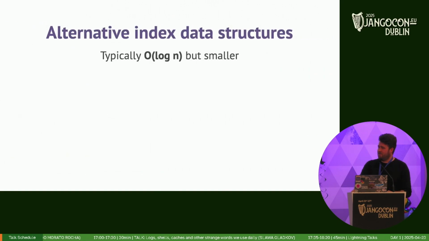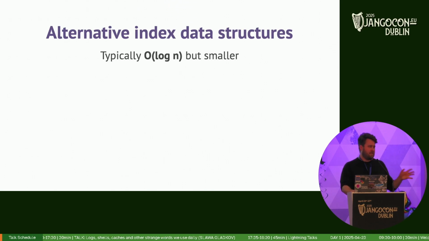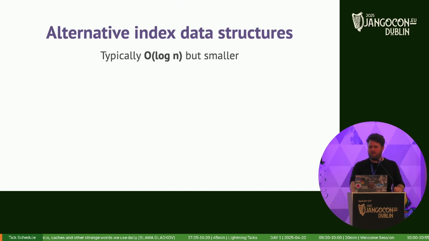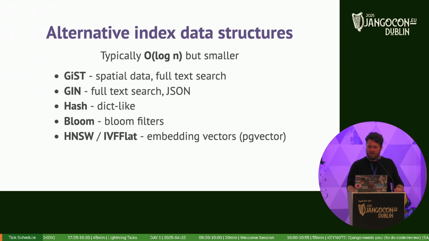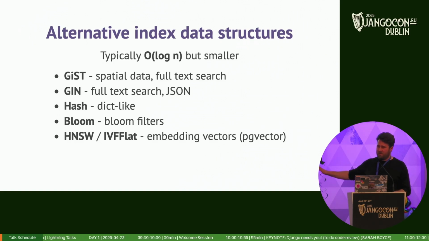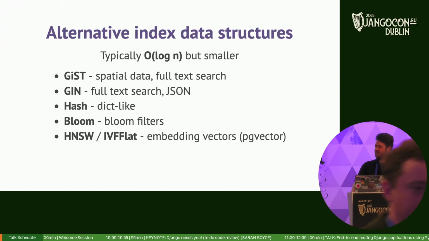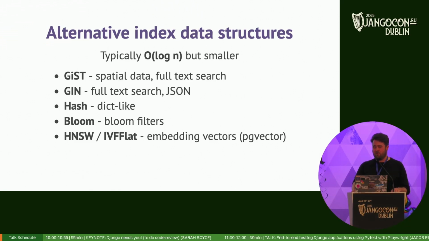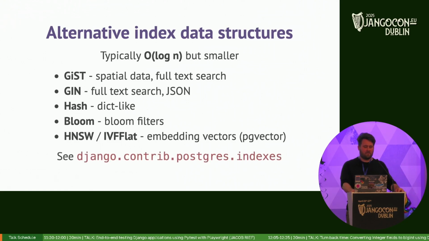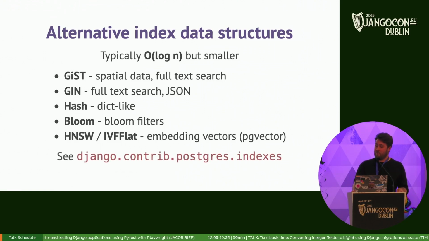We also have alternative data structures. These have the same log n performance, but they can be smaller for certain kinds of data or enable certain kinds of lookups that we couldn't normally do. Here's a quick run through of some of them that are in Postgres. They suit all kinds of cases, and I don't have time to dive into them. You probably know when you want some of these, like for spatial data or full text search. Others are quite dependent on your use case. I recommend you do read the Django contrib postgres indexes documentation. These are all the types that are supported inside of Django from Postgres.